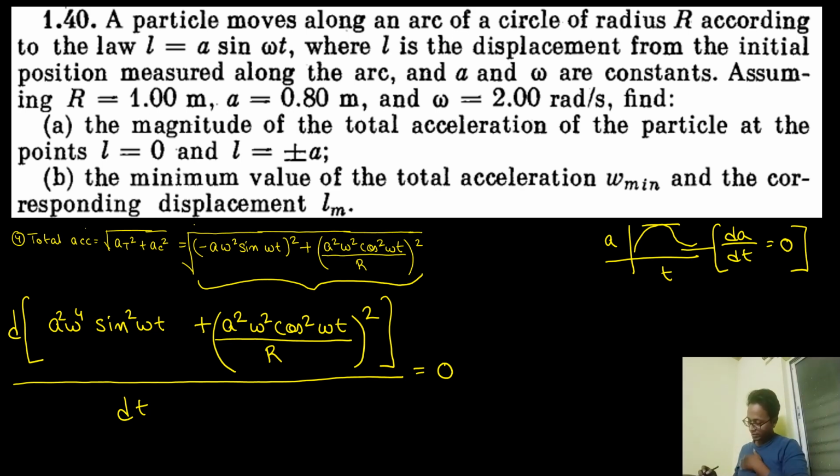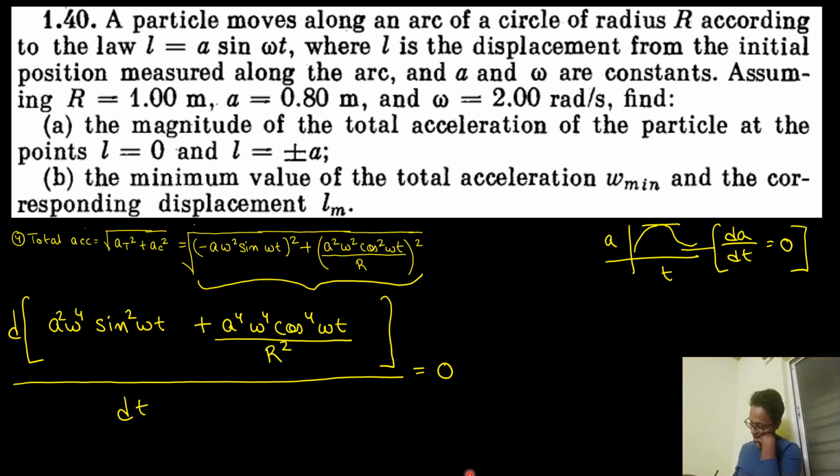Similarly out here, a square omega square whole square is nothing but a to the power 4 omega to the power 4, cos square whole square is nothing but cos to the power 4, and r square, then I would omit this whole square. Now let's compress this. That means I'm bringing this entire term to this side.